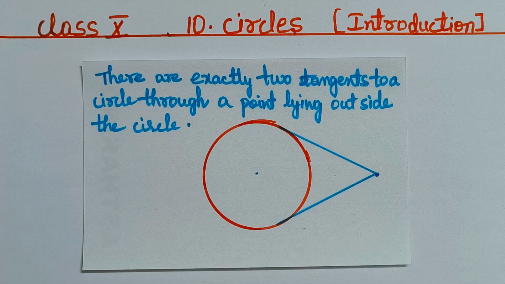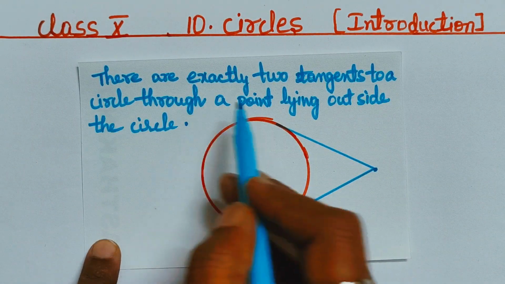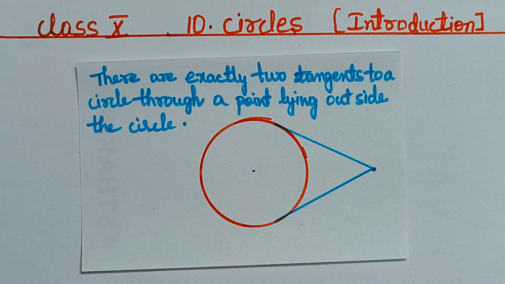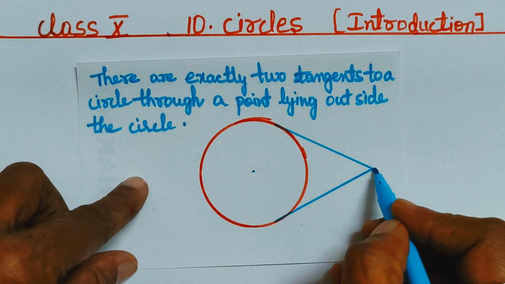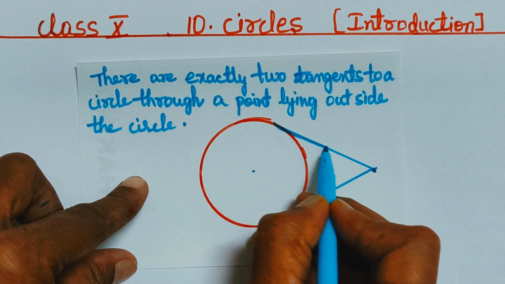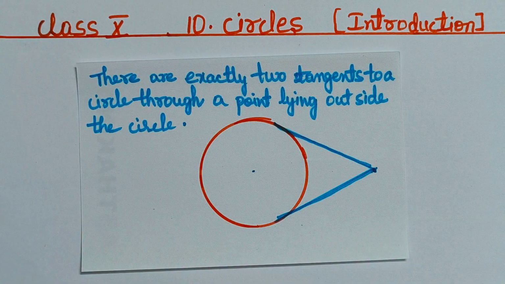Now, the next point. There are exactly two tangents to a circle through a point lying outside the circle. See here, outside the circle, one point is there. From this point, how many tangents can be drawn? Two tangents can be drawn.